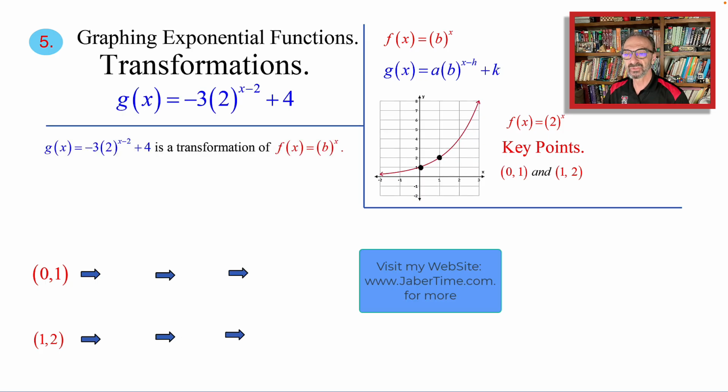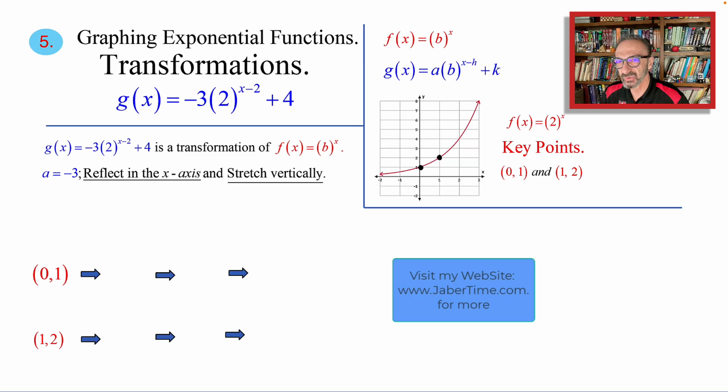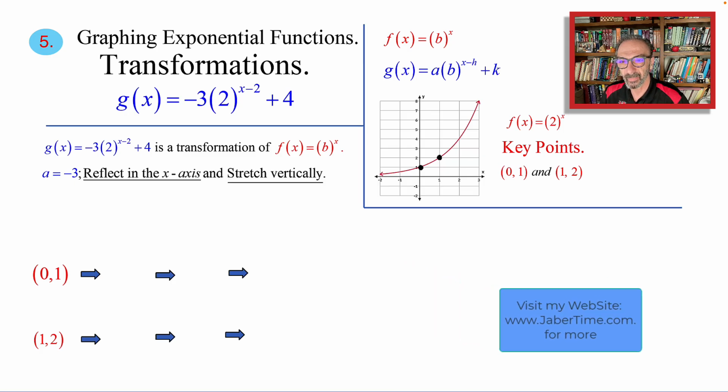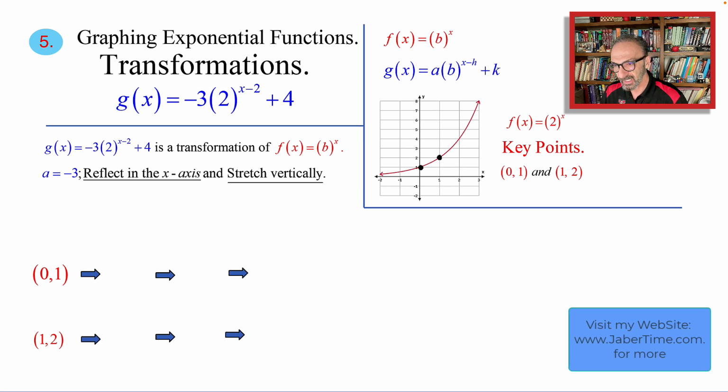For the function given, compared to f of x equals 2 to the x, first, a equals -3 has 2 effects: reflect in the x-axis because of the negative sign, and stretch vertically by a factor of 3. So what happens to 0, 1? 1 gets multiplied by -3, so it's going to be -3. Let's move on with the transformations, and we'll apply to the points.